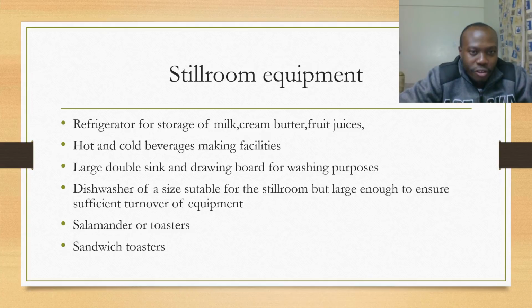refrigerators for storage of milk, cream, butter, and fruit juices, hot and cold beverage making facilities, large double sink and drawing board for washing purposes, dishwasher of a size suitable for the still room but large enough to ensure sufficient turnover of equipment, salamander or toasters, and sandwich toasters.